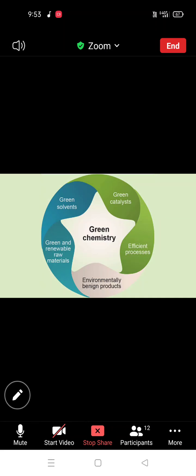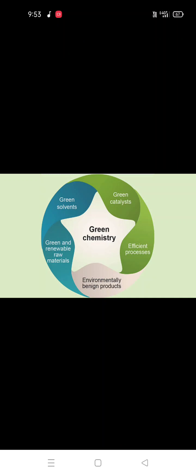So the green chemistry main objectives are green solvents, green catalysts and efficient processes, green and renewable raw materials, and environmentally benign products. So these are some of the principles of green chemistry. Green chemistry అంటే ఏంటి మరి? So we have less wastage and less harm to the environment. So that is green chemistry.